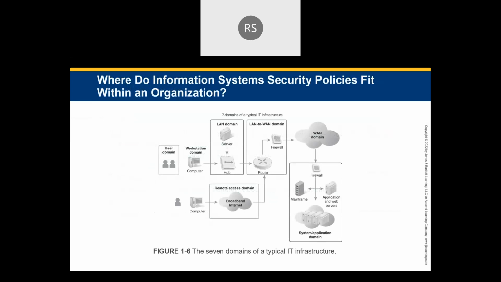So, where do information security policies fit within an organization? Typical IT infrastructure is something that can be divided into 7 domains. Each one of these domains represents a distinct area of focus in terms of technology, operations, and security. All right, so we've got our 7 domains. We have our user domain. That domain includes all individuals who have access to an organization's IT resources. This involves managing user accounts, access privileges, authentication methods, and user awareness and training on security best practices.